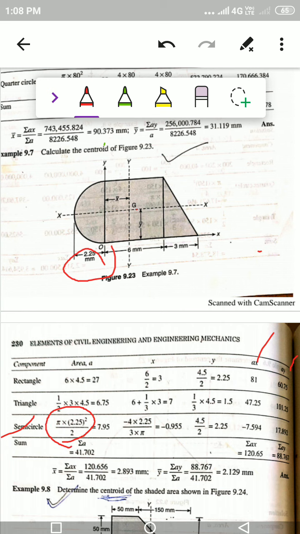Now the x bar distance of a semicircle is known. What is the x bar distance of a semicircle? That is 4r divided by 3 pi. Clear? The x bar distance of a semicircle is 4r divided by 3 pi, as you know. But here you can observe that for the 4r divided by 3 pi, we are using the negative sign. Why is it negative? Because this semicircle lies on the left side of the y-axis. If the circle lies on the left side of the y-axis, then it is negative. Therefore, it is minus 4r divided by 3 pi.